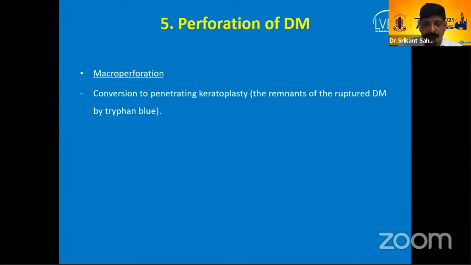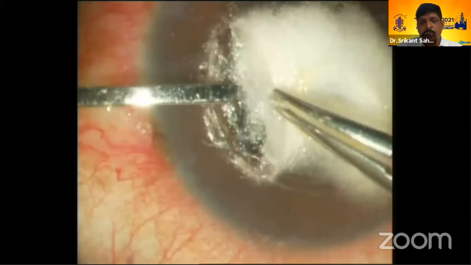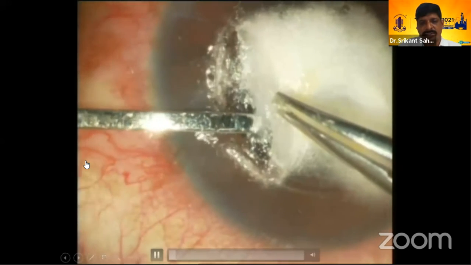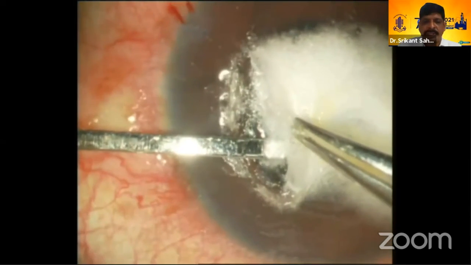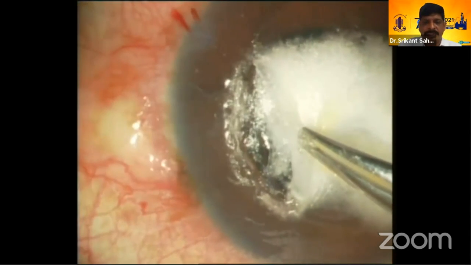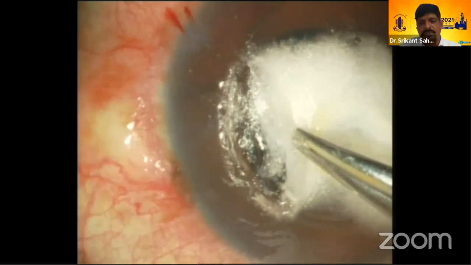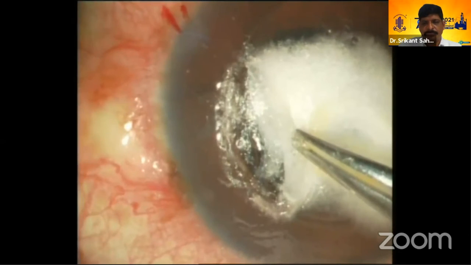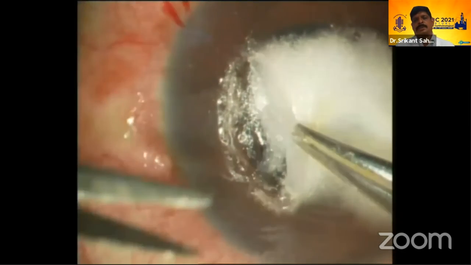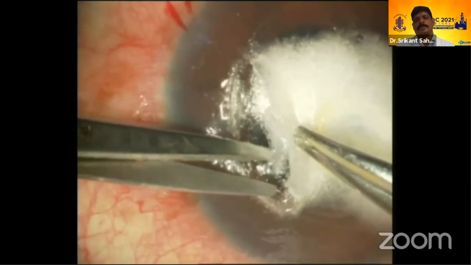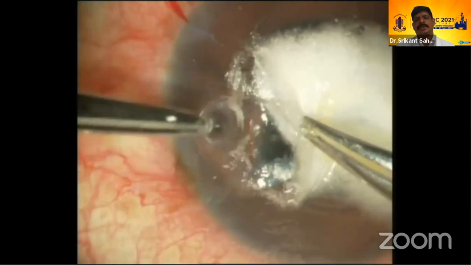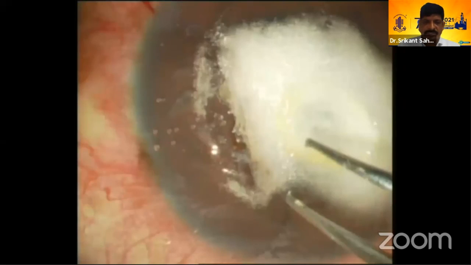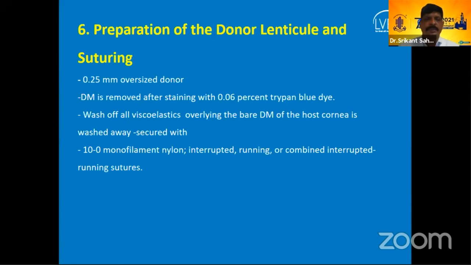There are certain times when you cannot do DALK because there is a perforation right from the beginning, and that too a large one, like in this case. So it's better to convert rather than continuing with the DALK. So if you see, okay, that's it, and you know that's the perforation. These are cases where you need to convert.